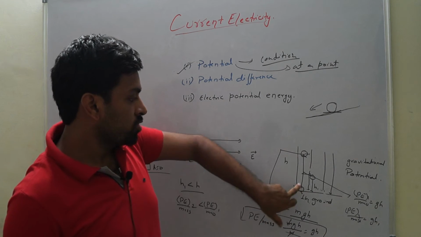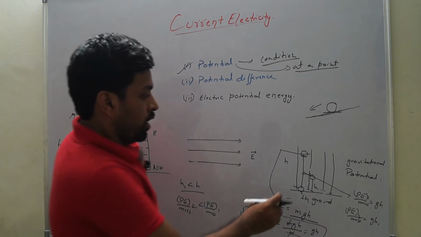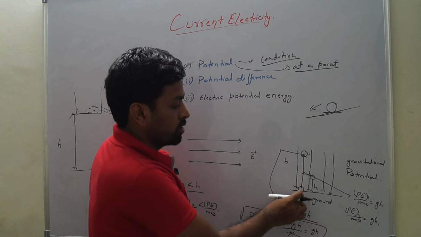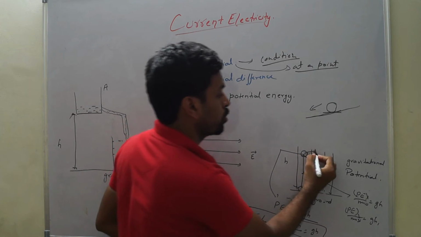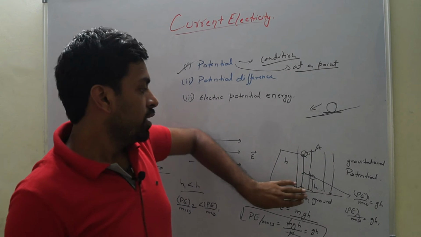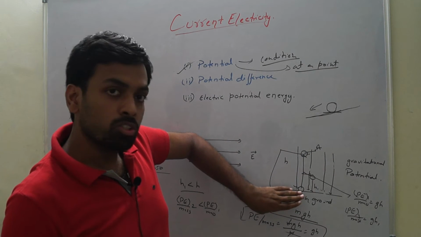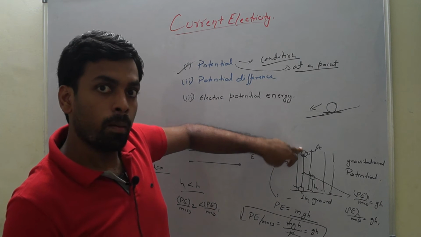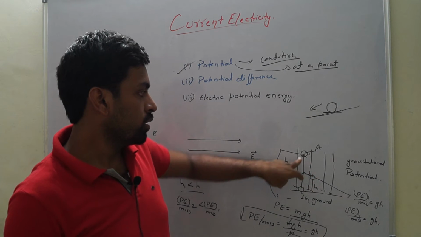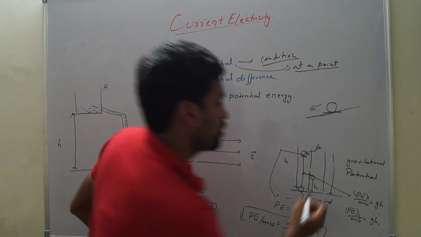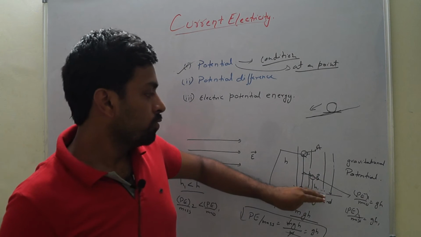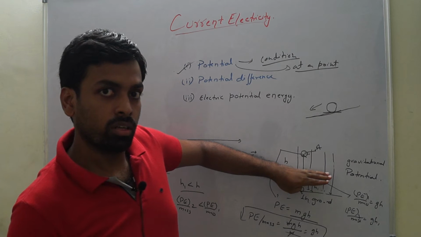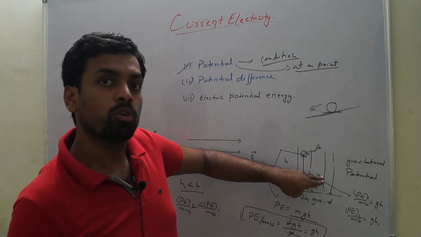So now we can define potential at a point in this way. Potential at a point is nothing but the work done per unit mass. So if I'm talking about potential at point A, what is potential at point A? It is the work done to lift the ball from ground to point A per unit mass of that ball. So that is the potential at A. Similarly, the potential at B is the work done to lift a ball from ground to a height h1 at point B.